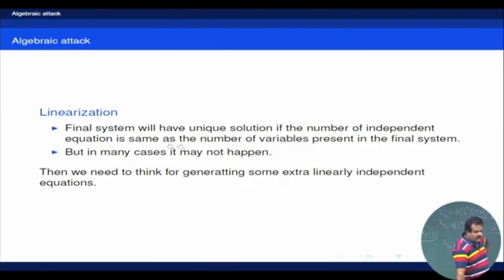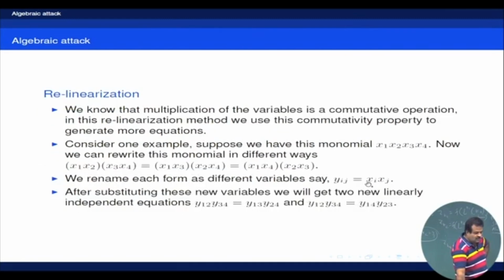The final system will have a unique solution if the number of independent equations is the same as the number of variables present in the final system. So that matrix has to be invertible, but in many cases that is not happening. Then we need to think of generating some extra linearly independent equations. So we need to do relinearization. How could we do that?